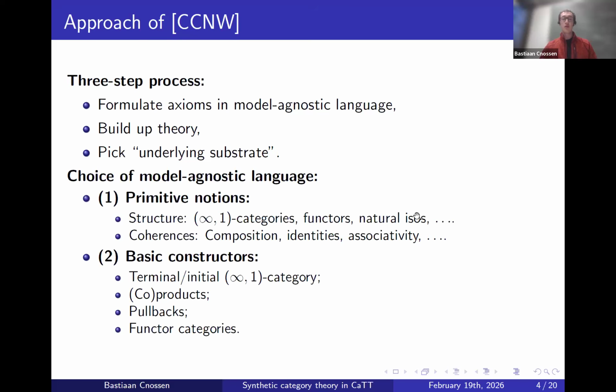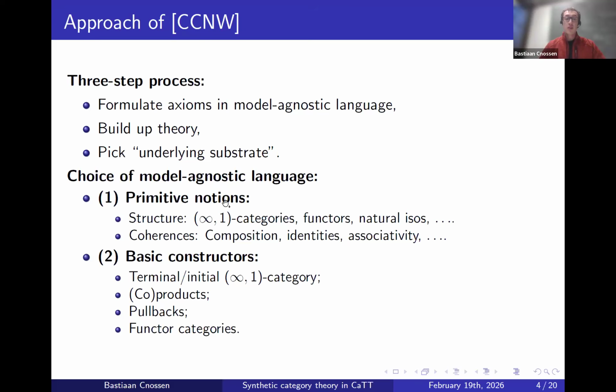It consists of two main ingredients that I want to highlight because I'm going to translate them into this type theory CaTT in a moment. So the first part of this language is just the primitive notions that we have. We need to be able to talk about infinity one categories. We need to be able to talk about functors, natural isomorphisms, higher isos, and then we need to be able to compose functors, and we have identities and associativity.